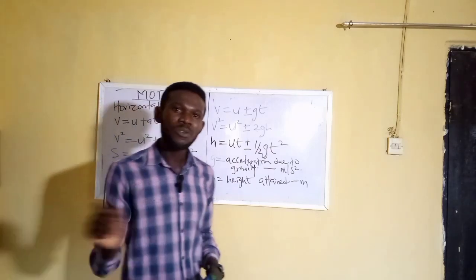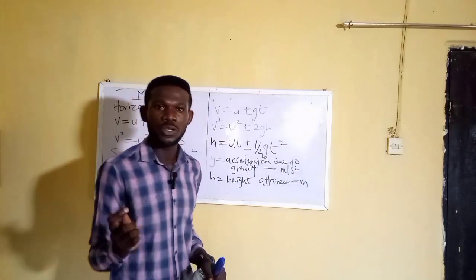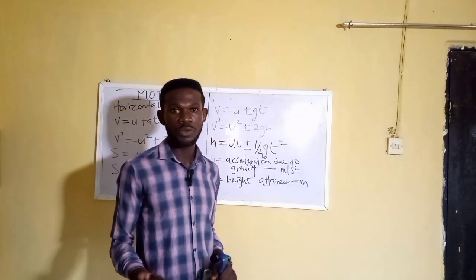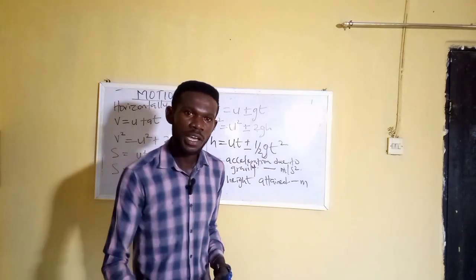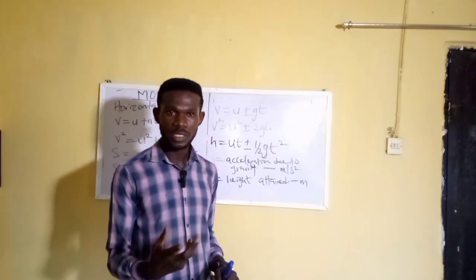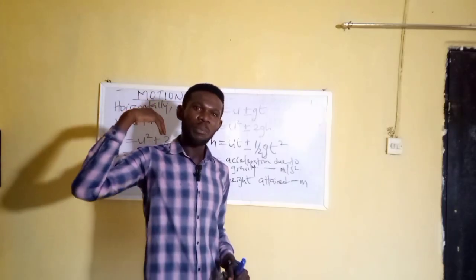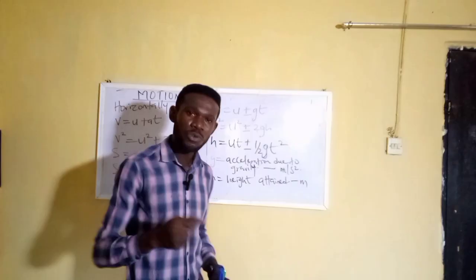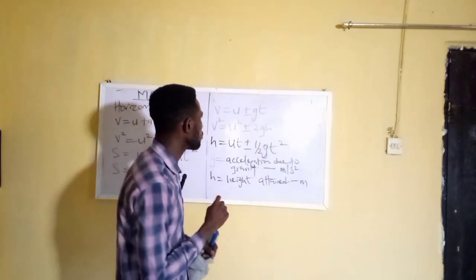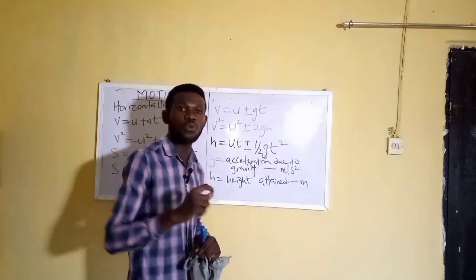The minus sign is used to represent the direction of acceleration. What do we mean? If you hear that the ball was thrown upwards, you should bear in mind that it is moving against gravity. Hence, in that particular context, your equation will have a minus, so v is equals to u minus gt.